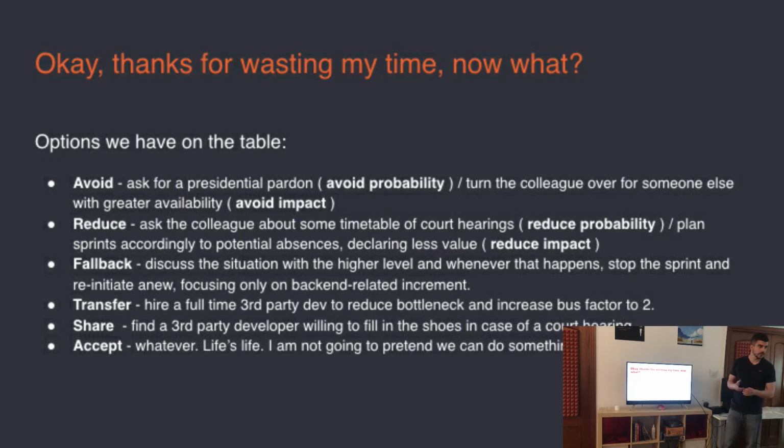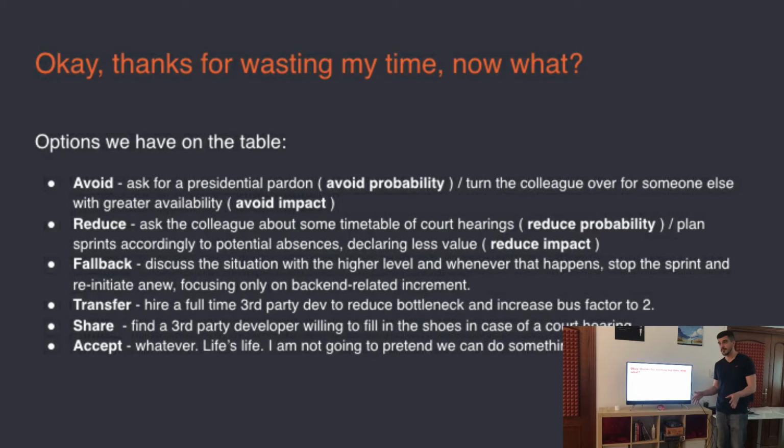The more costly one is the first one, the avoidance. Absolutely, because it takes down one of the parameters to 0, which comes at greater cost, obviously. Thanks. Fallback. So fallback means we have a fallback plan. So we discuss the situation with the higher level guys, and whenever that happens, we stop the sprint and reinitiate a new one, focusing only on backend related increment.